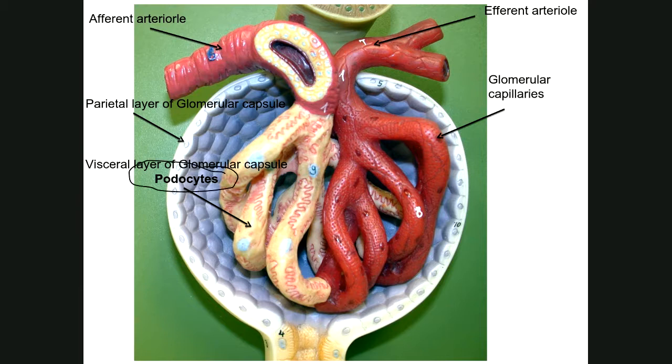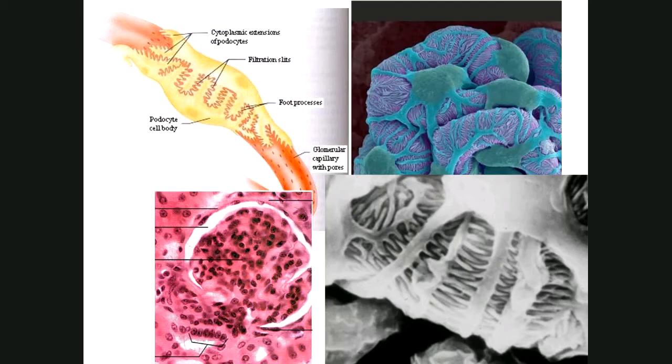So again, we have two layers. We have this parietal layer. And the parietal layer, remember, is simple squamous epithelium. There it is, right there. And then we have the visceral layer. And it's these special cells called podocytes. Well, if you look at podocytes, this is what they look like. These yellow cells here are podocytes.